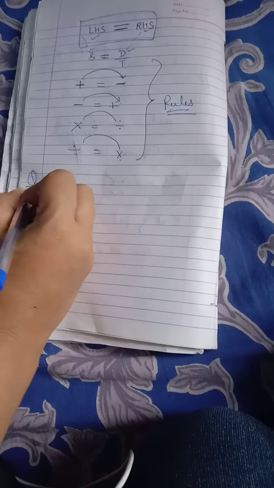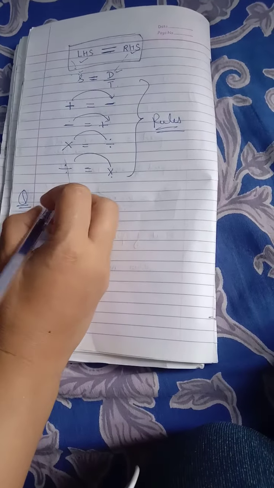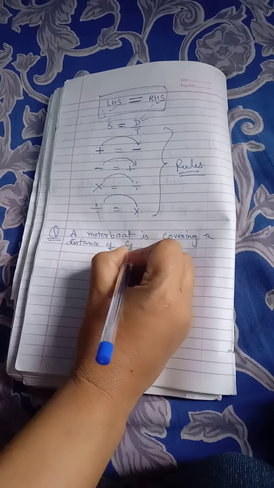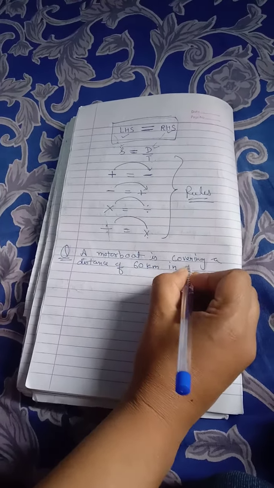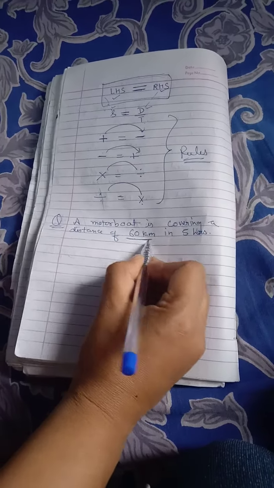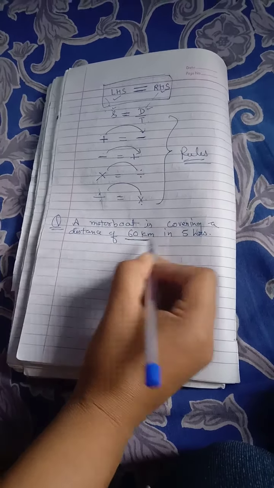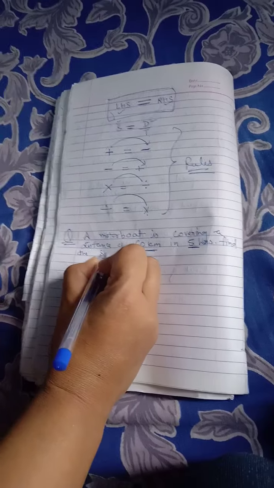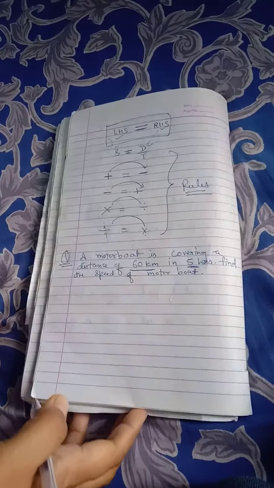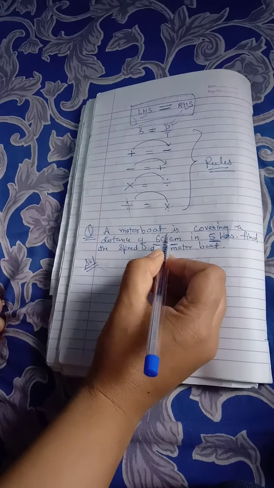Now how are we using this in our questions? So first question, let's say a motorboat is covering a distance of let's say 60 kilometer in 5 hours. Right? A motorboat is covering a distance of 60 kilometer in 5 hours. Question is, find the speed of the motorboat.